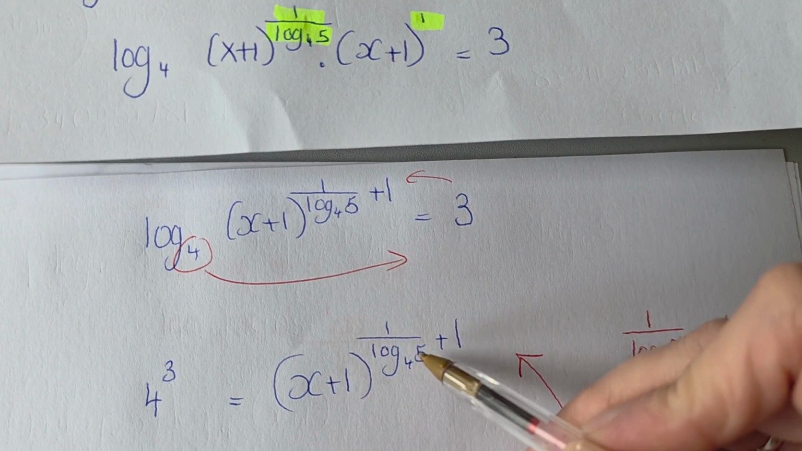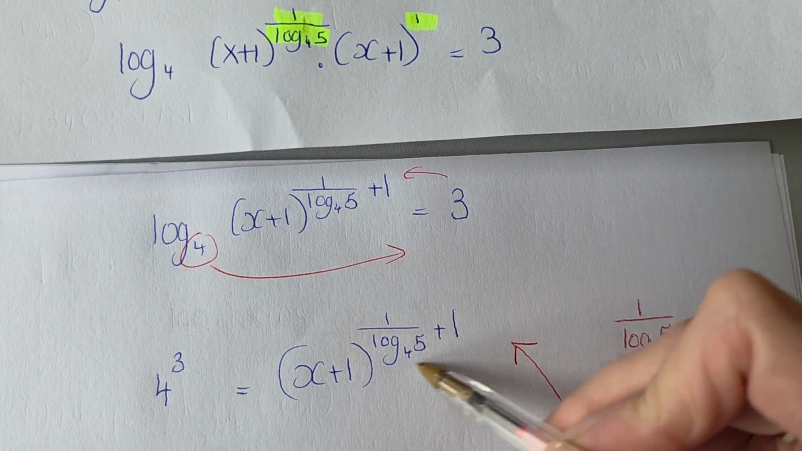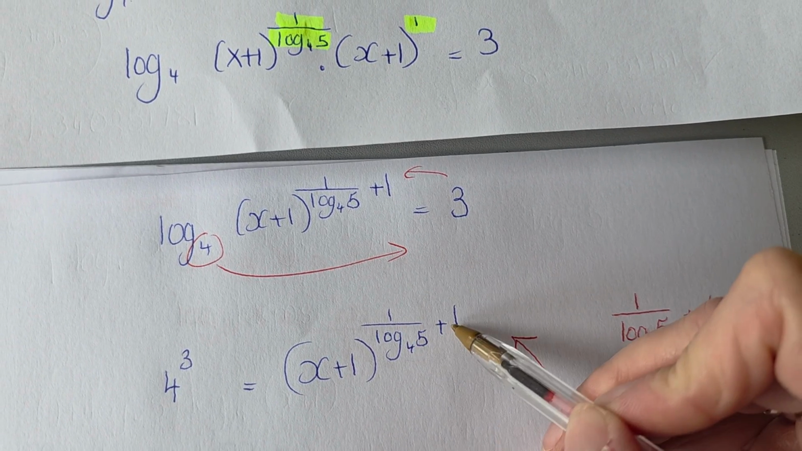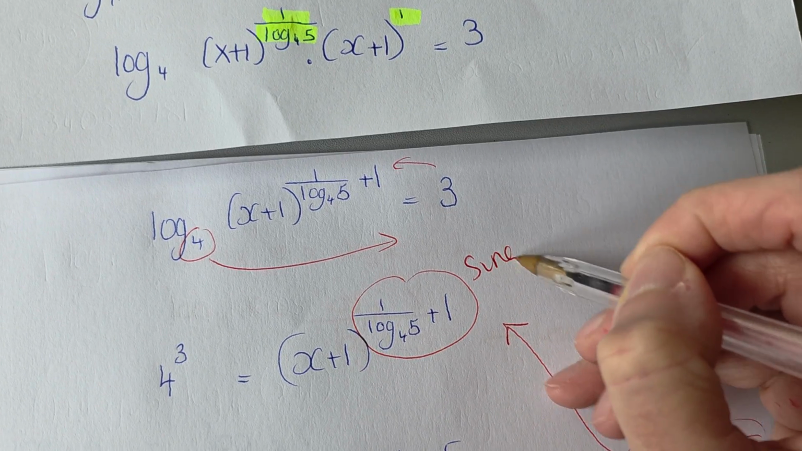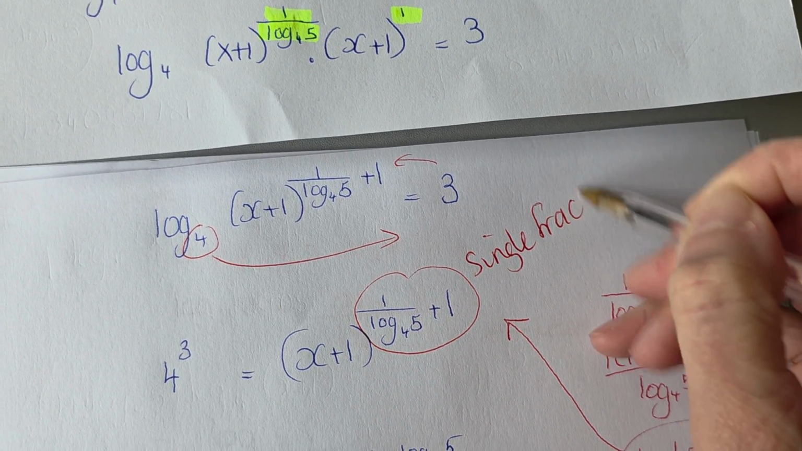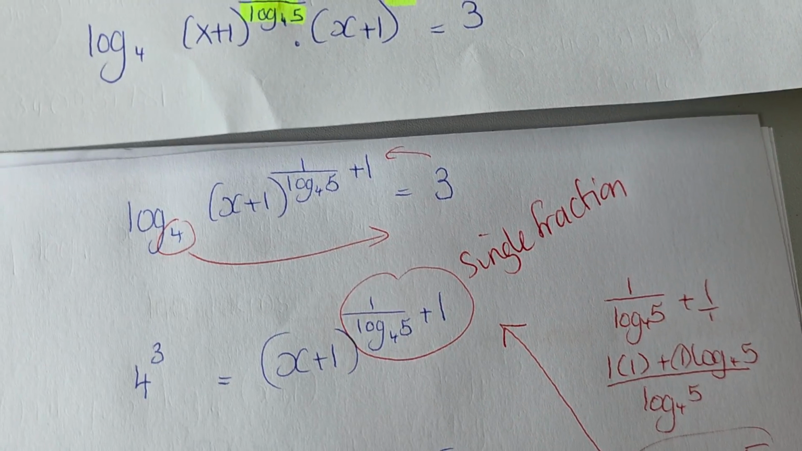Now, I can't get the reciprocal of this so far because that's not one individual fraction. That is 2 fractions. So what I need to do next is I need to write that power as a single fraction next. Because then once I have it as a single fraction, I can write the reciprocal of it.